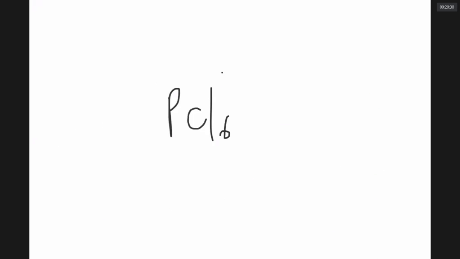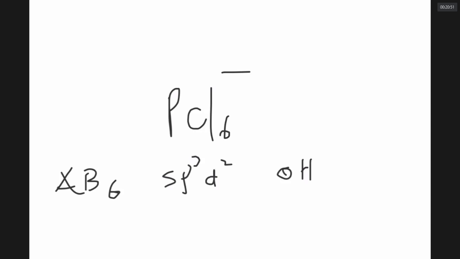PCl6 minus ion. AB6. Hybridization? sp3d2. What is the shape? Octahedron. Done deal. Okay.